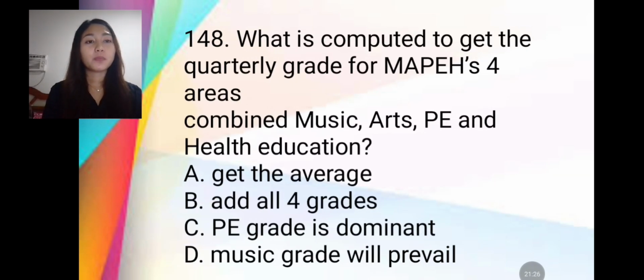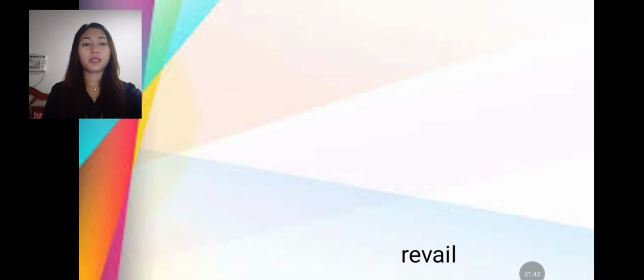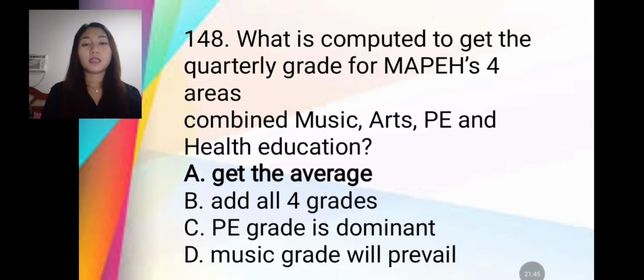Next is what is computed to get the quarterly grade for MAPEH's 4 areas combined: music, arts, PE, and health education. Is it A. Get the average, B. Add all 4 grades, C. PE grade is dominant, D. Music grade will prevail? So the answer is get the average.